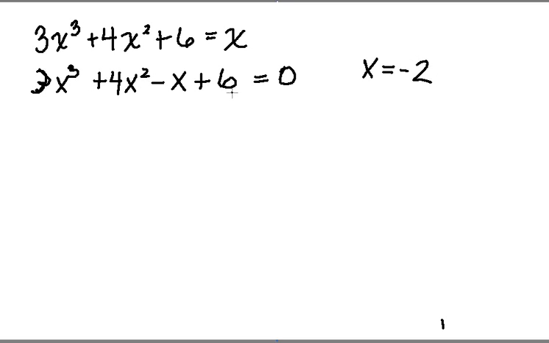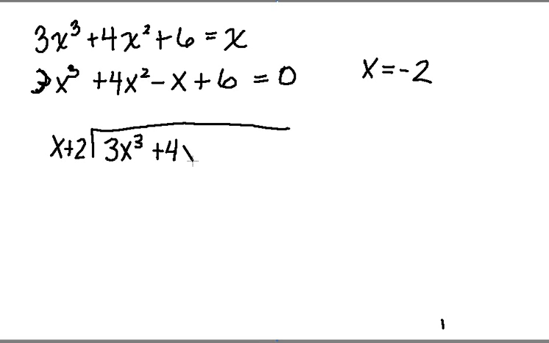Now what I want to do with this polynomial is divide it by x plus 2 in order to get it down into a quadratic. Once I get it into a quadratic, I can then use the quadratic formula to solve it. So I'm going to divide 3x cubed plus 4x squared minus x plus 6 by x plus 2.